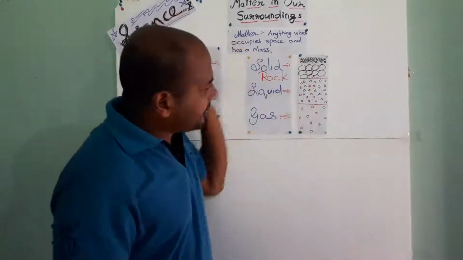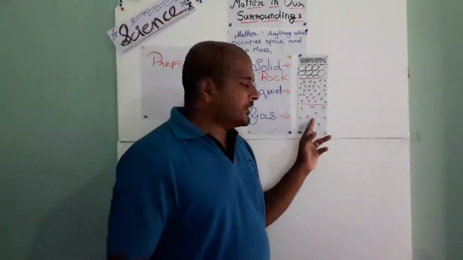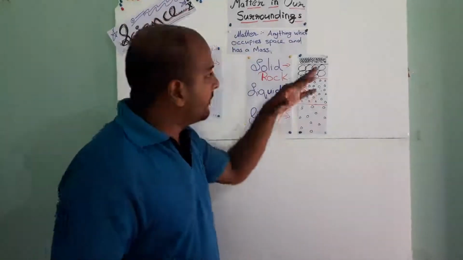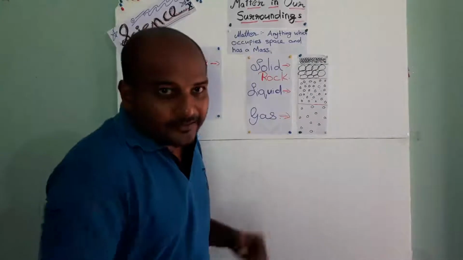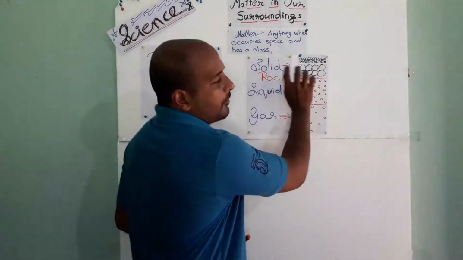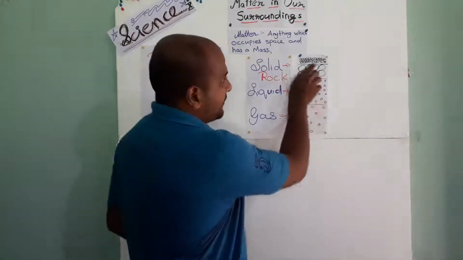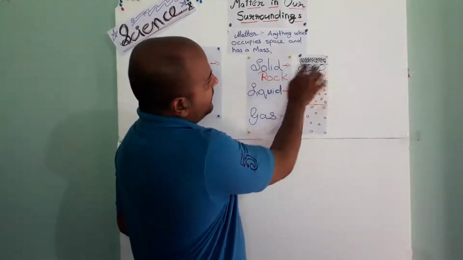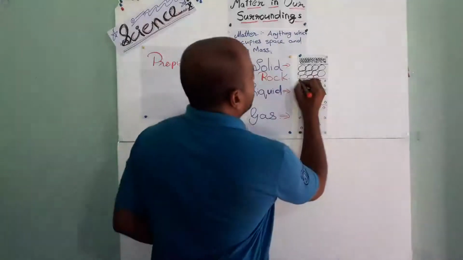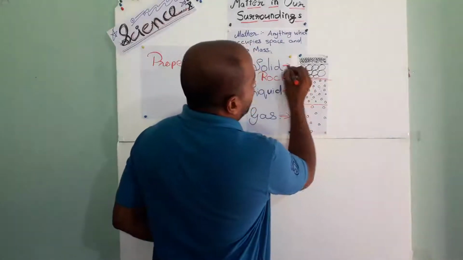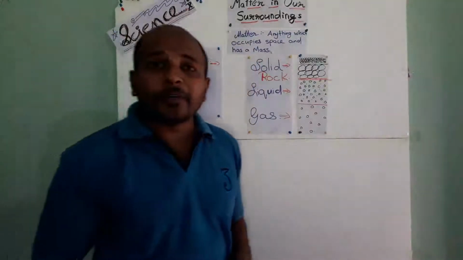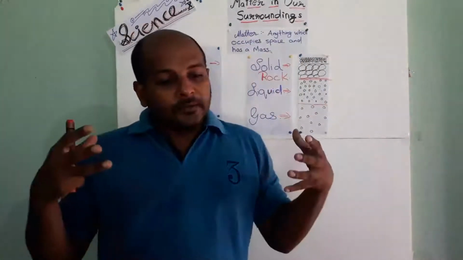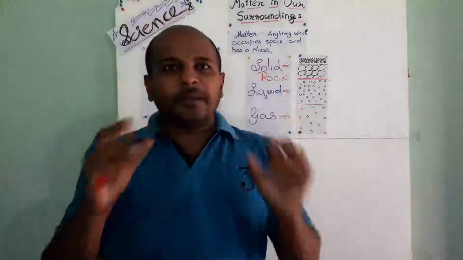From this diagram itself we can see that for gases the attraction force is very low, for liquids it's medium, and for solids it is very high. I just drew it a bit bigger so that you can understand. Actually this is the real diagram, the zoomed diagram of this. This one is about solids, okay? So that is the second property of solids: the space between the particles is very minimum.